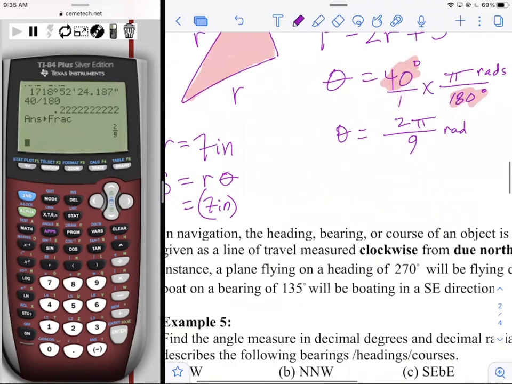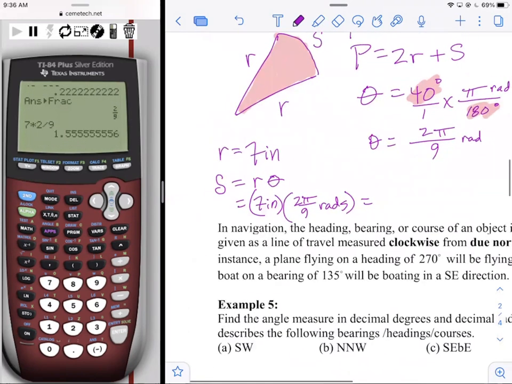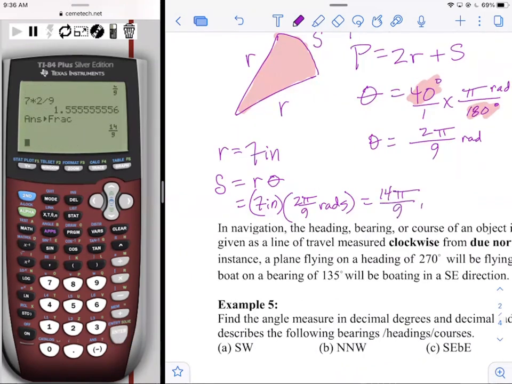All right, now I can come over here and insert 2 pi 9ths, rads, and look at your units before you proceed. What's inches times radians? Inches. Yeah. And that's what we want. So I usually don't work left to right, but I'm out of room there. So 7 times 2 divided by 9. Notice I didn't put the pi in there. I hit math, enter, and I get 14 pi 9ths inches.